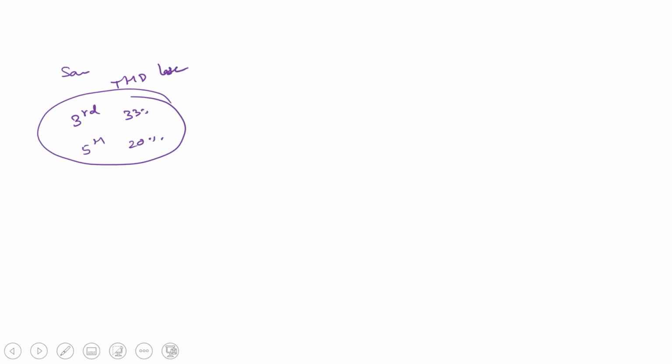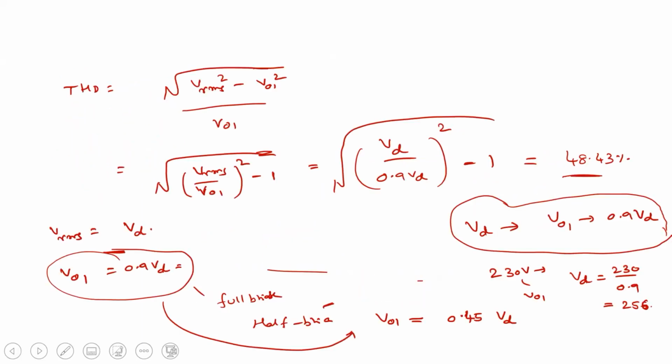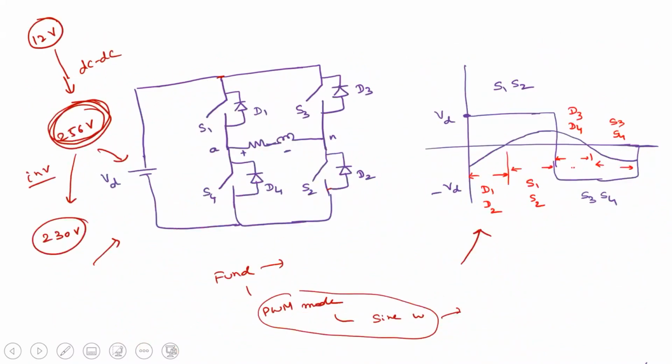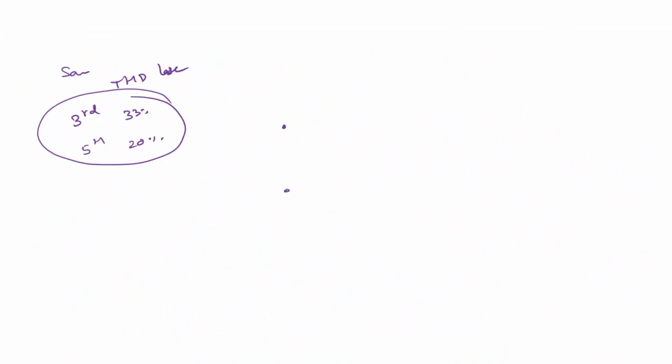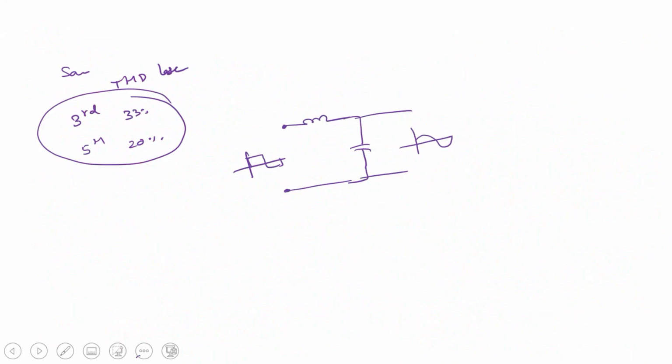So let us assume that this is the output terminals of the inverter. We need to connect an LC filter. From that, if it is a square wave, we can get a sine wave. Sometimes we normally use LCL filters. It will be like this.